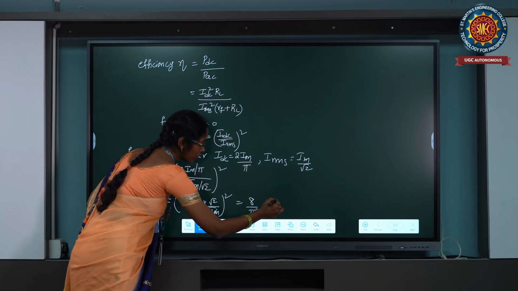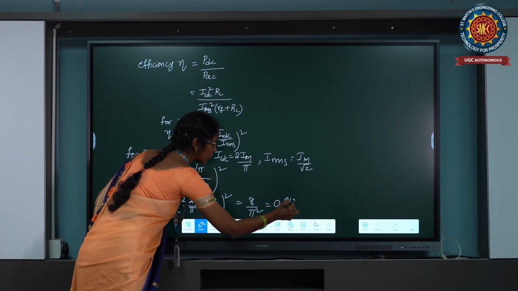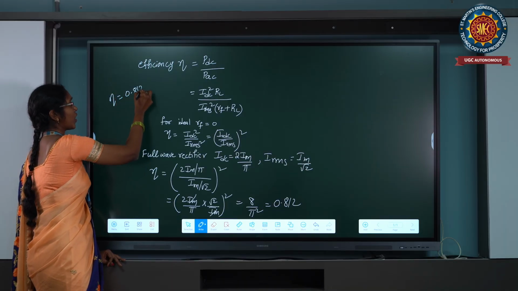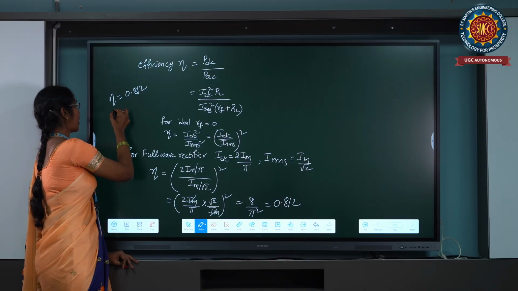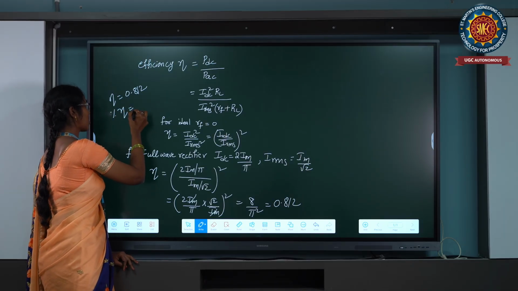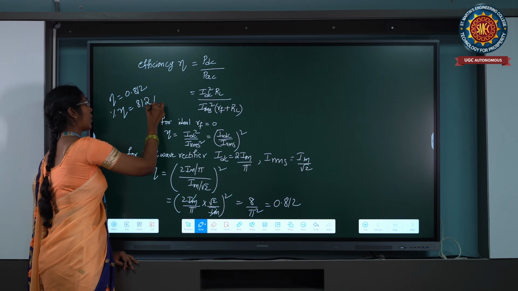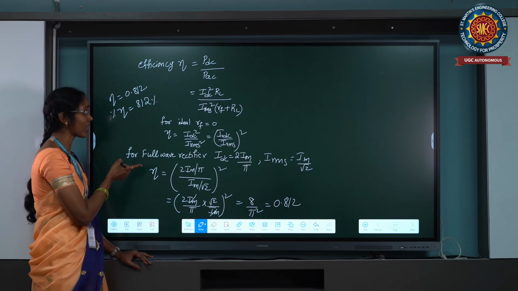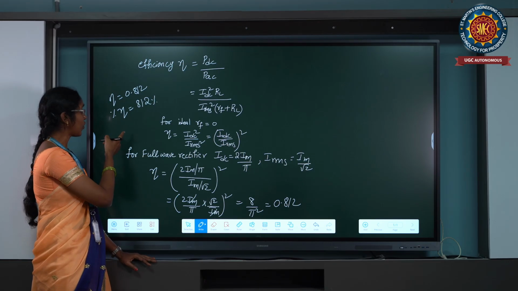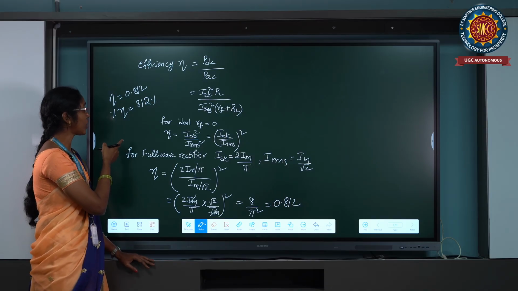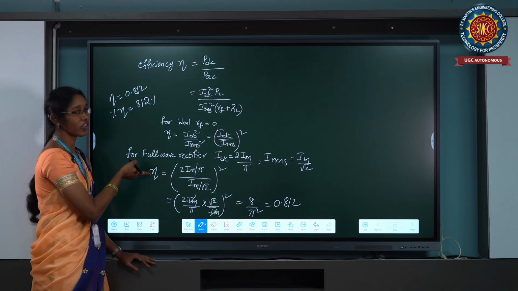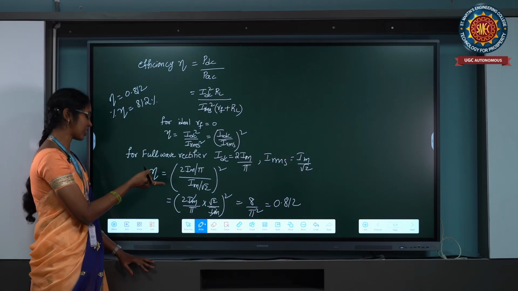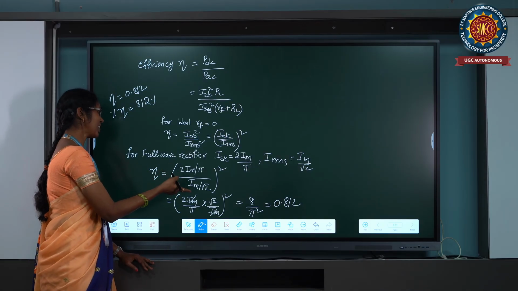That is equal to 0.812. So efficiency eta is equal to 0.812 for full wave rectifier. So in terms of percentage, it is equal to 81.2%. We got an efficiency of 0.406 or 40.6% for half wave rectifier. For a full wave rectifier, we are getting a value of 81.2. Means it doubles the efficiency for full wave rectifier. Means it will convert 81% of AC input signal to pulsating DC.